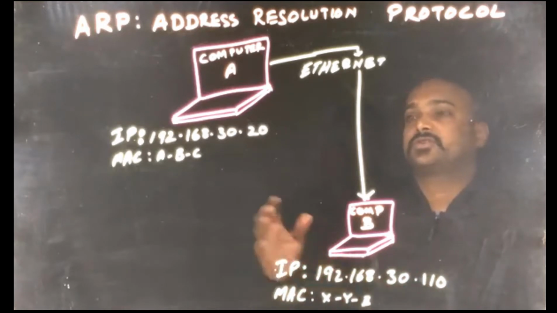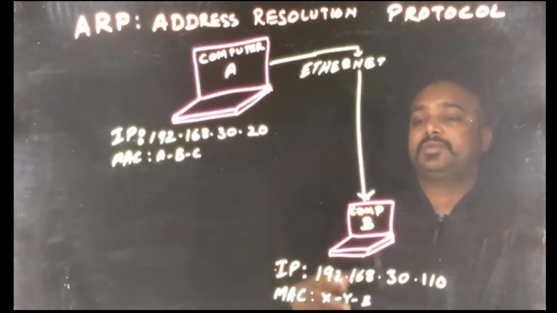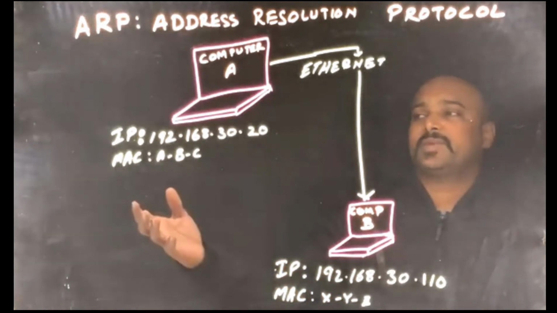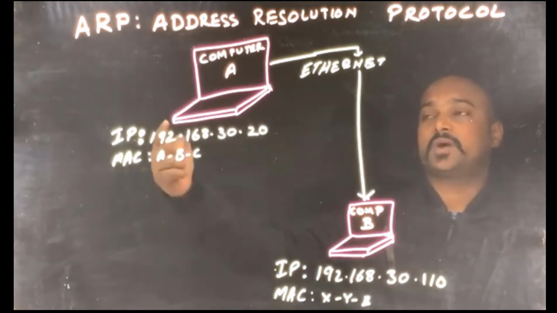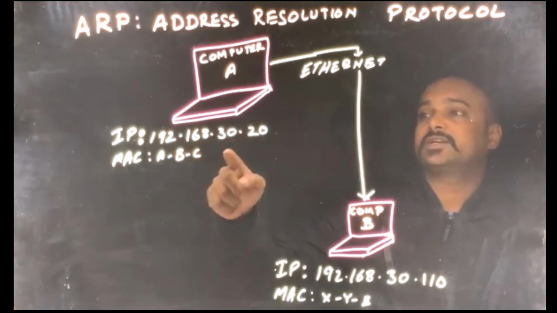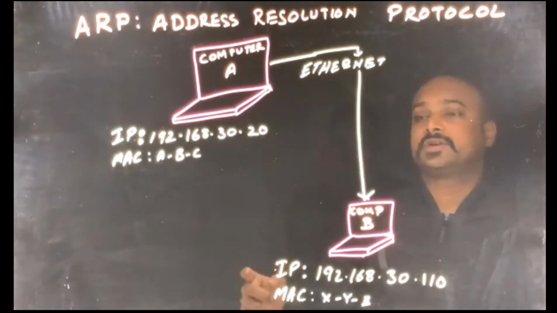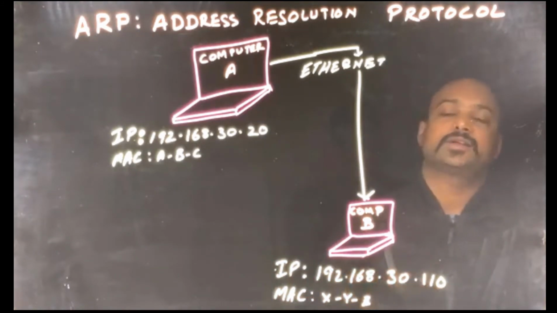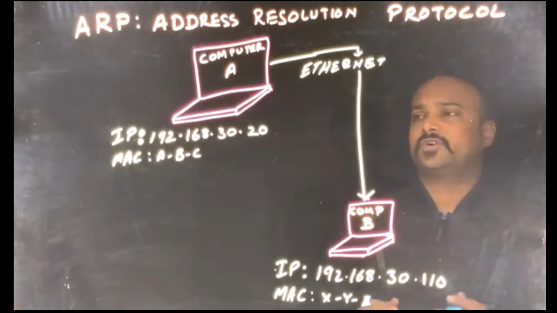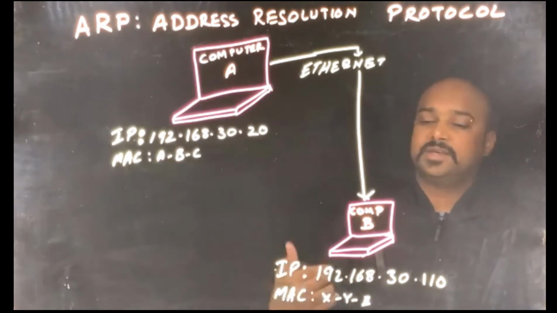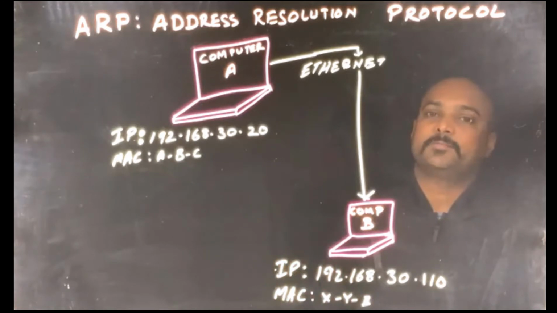As you see, there are two computers here, A and B, and each one of them has an IP address and the respective MAC addresses. Device A has 192.168.30.20 as an IP address, and device B has 192.168.30.110 as an IP address. And for simplification purposes, I've given their MACs as A, B, C, and X, Y, Z respectively.